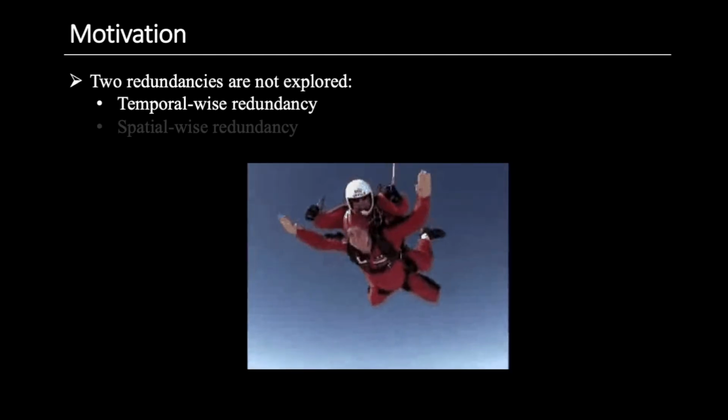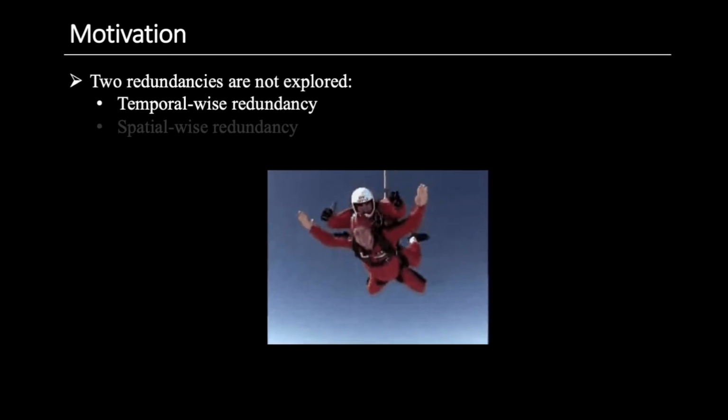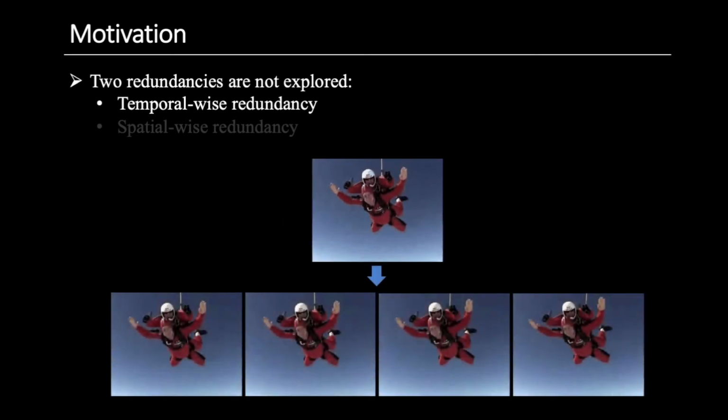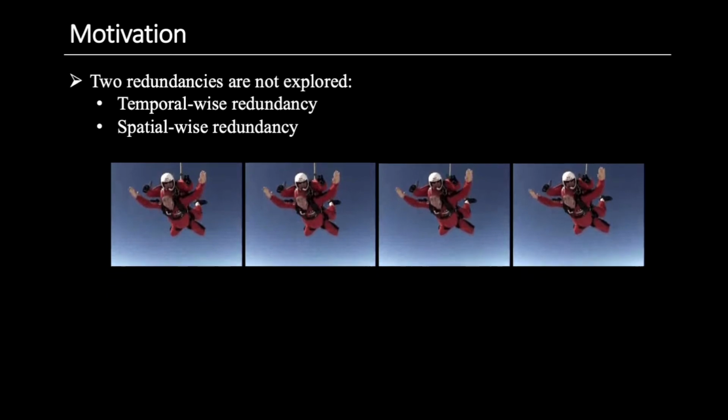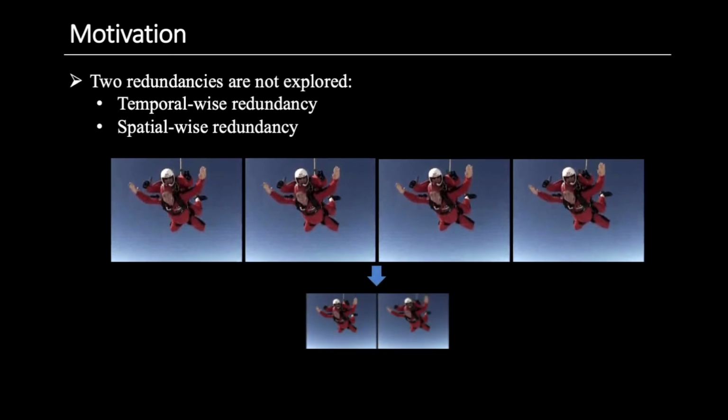Here's a video clip of skydiving. We can see the 4 frames in this clip are almost the same. This indicates the temporal-wise redundancy exists in a video. Also, there is almost no information in the background, which indicates there is spatial-wise redundancy. If we downsample these 4 frames along the spatial and temporal dimensions, we can still easily recognize the people are skydiving in the downsampled image. This indicates we can reduce the redundancies on the spatial and temporal dimensions by the downsampling operation.